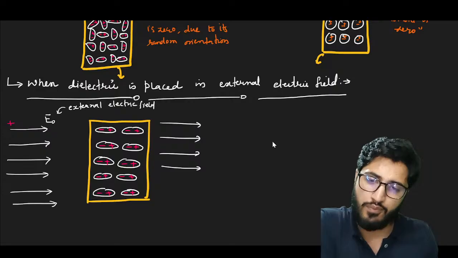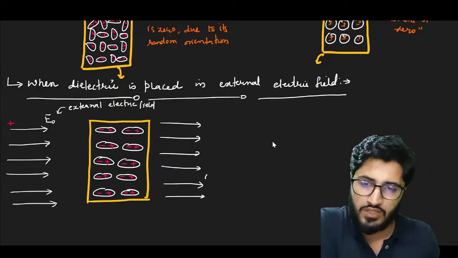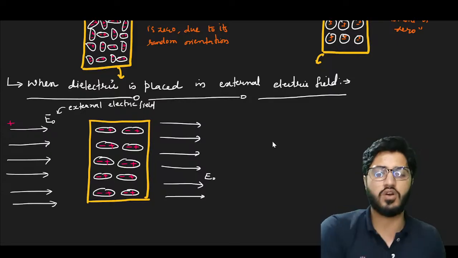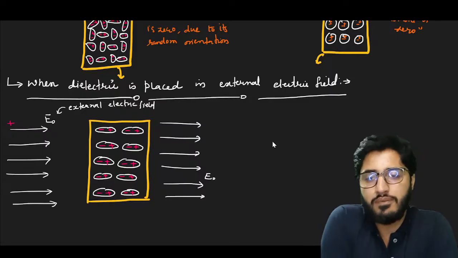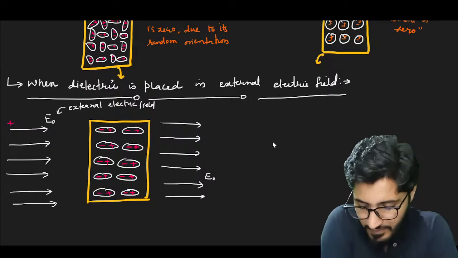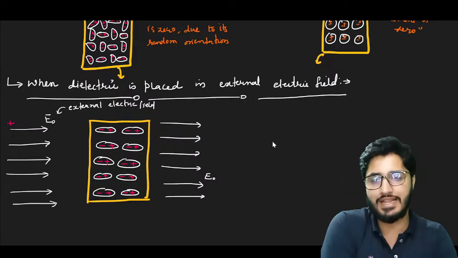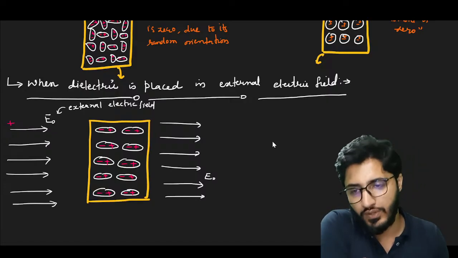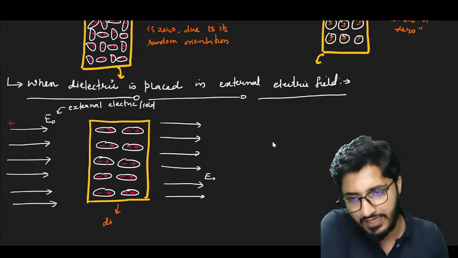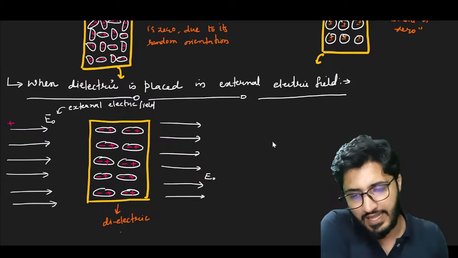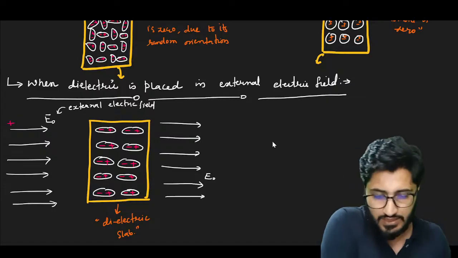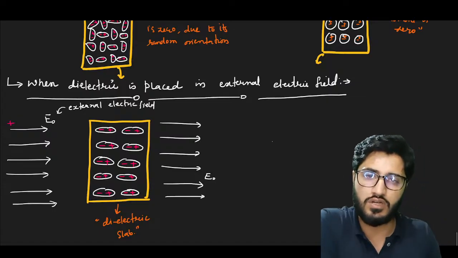It is the scenario of both cases, no? Whether you are dealing with polar or non-polar, both will behave the same. And this particular thing is known as a dielectric slab. Slab means a cuboidal thing. Done? Look now, beta.